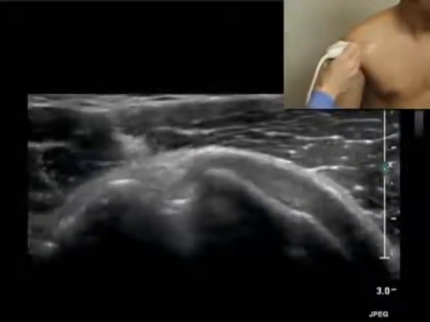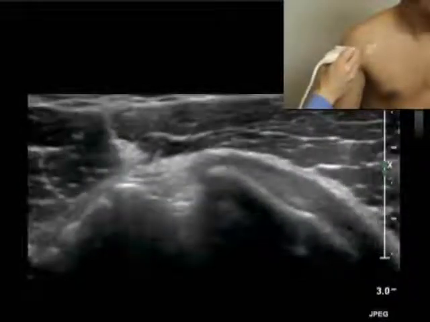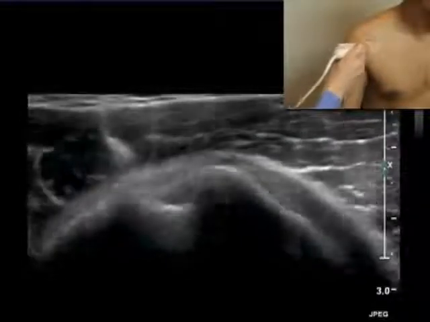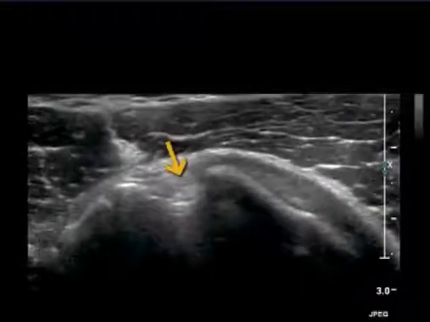The ultrasound transducer is again rotated 90 degrees along the long axis of the subscapularis and moved laterally over the bicipital groove. This is completed to ensure that the long head of the biceps brachii tendon is normally located in the bicipital groove, excluding tendon subluxation or dislocation.